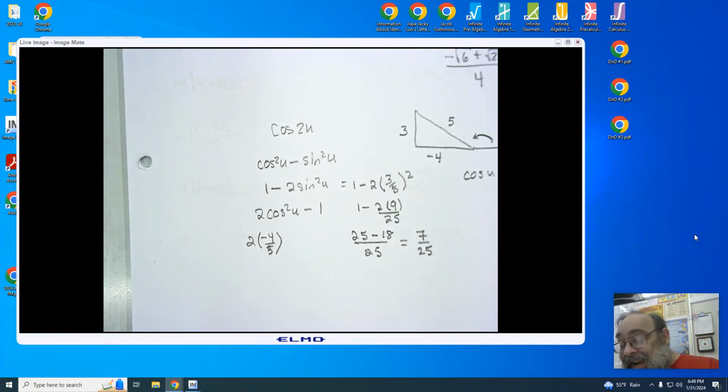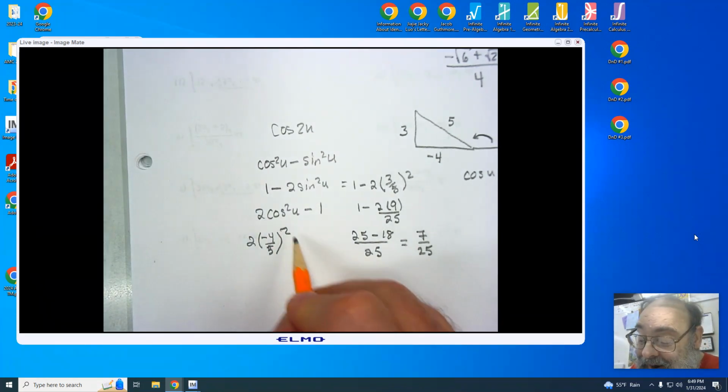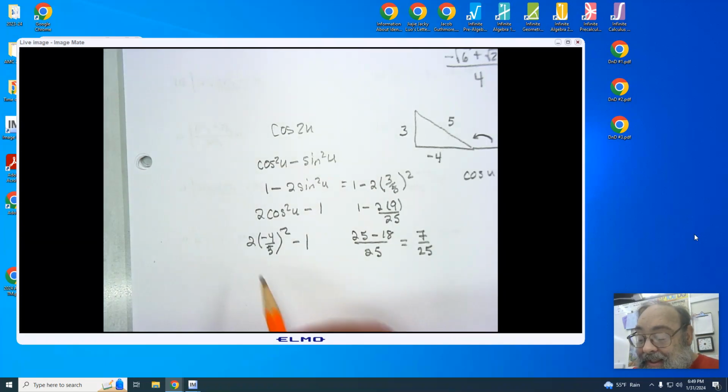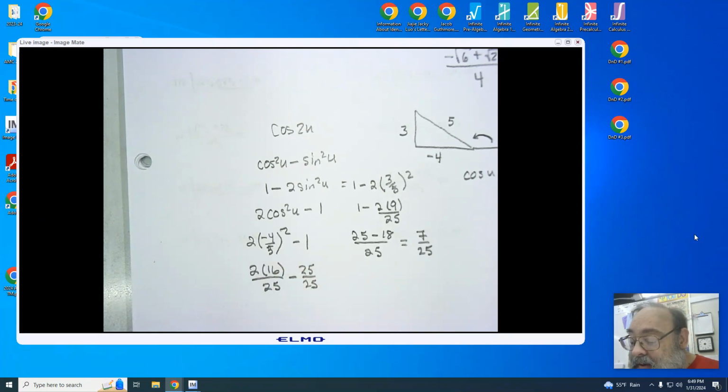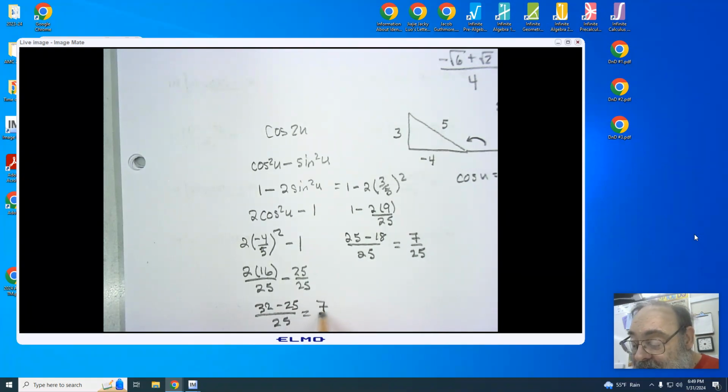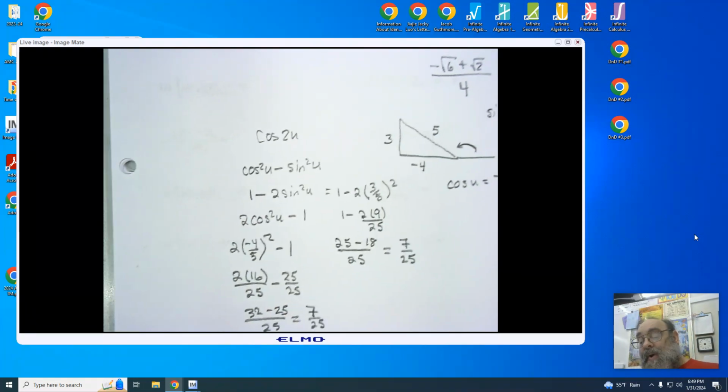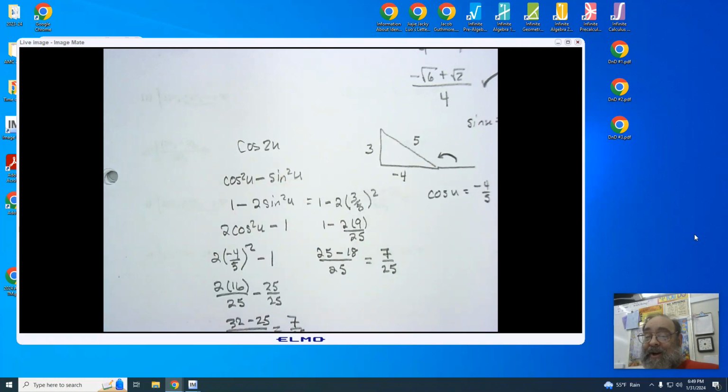If I decided to use the third one here, I would have 2 times negative 4/5, the quantity squared, minus 1. This gives me 2 times 16 over 25 minus 25/25. Now that I have the common denominator, I'm looking at 32 minus 25 over 25, and I once again get 7/25. And I'm not going to bother doing the second one, as I've already done it twice.